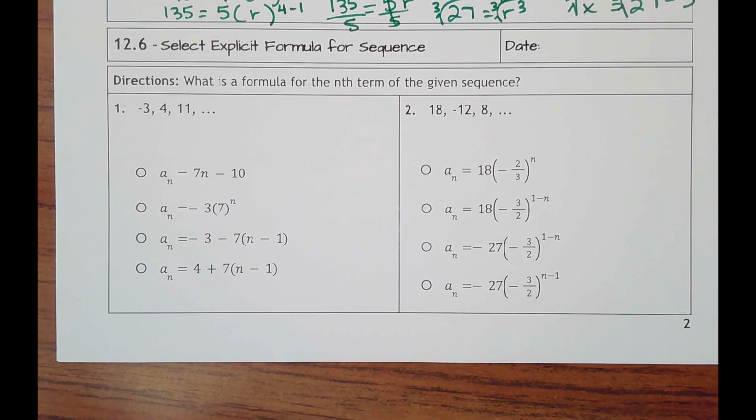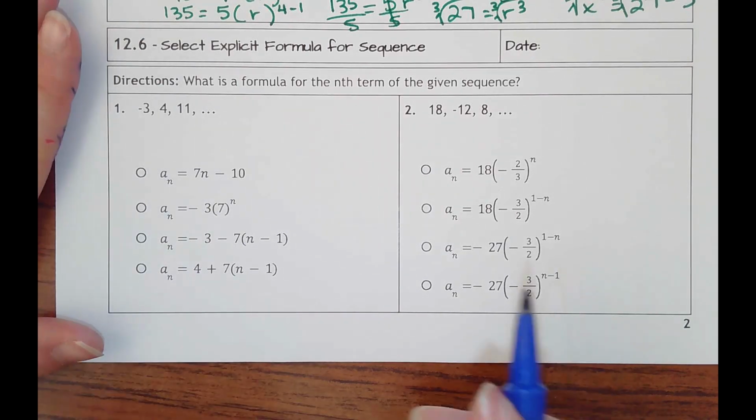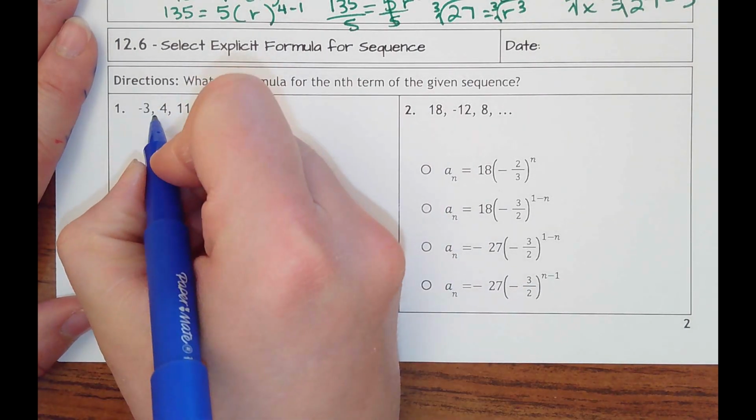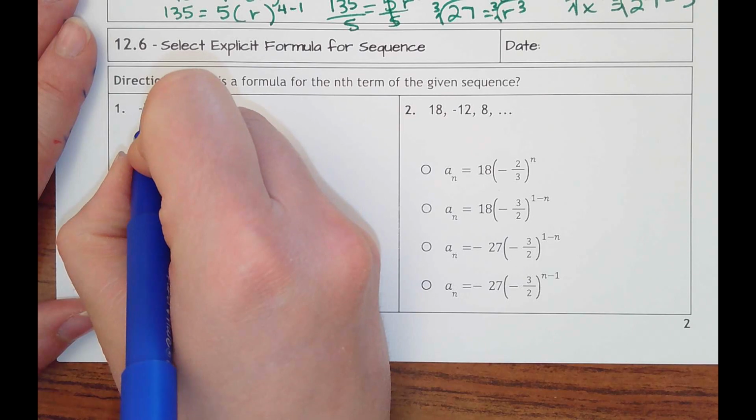Lesson 12.6, select the explicit formula for a sequence. So we've got multiple choice again. It says, what is a formula for the nth term of the given sequence? The problem with these is sometimes the forms aren't going to look exactly like we would normally write them. So sometimes you need to go through and check each one. But let's go ahead and just figure out first, is this arithmetic or geometric sequence?